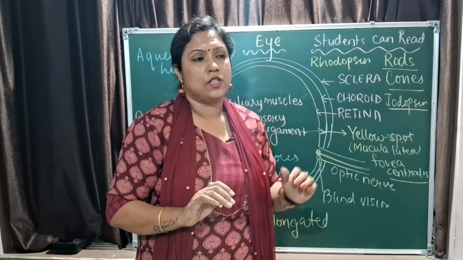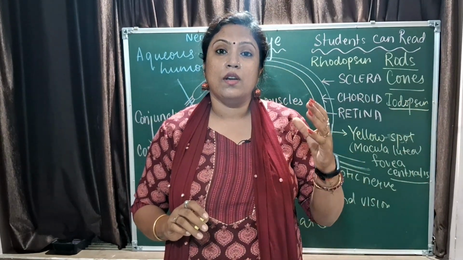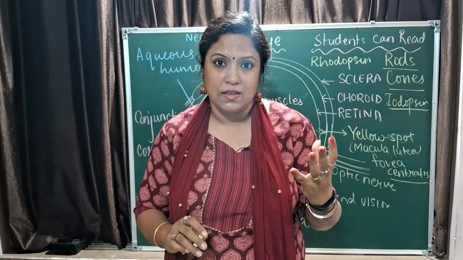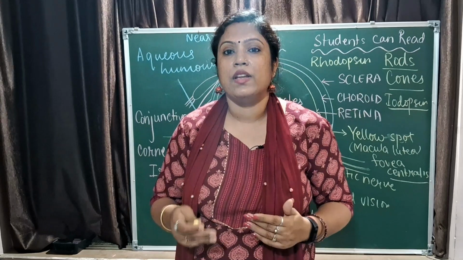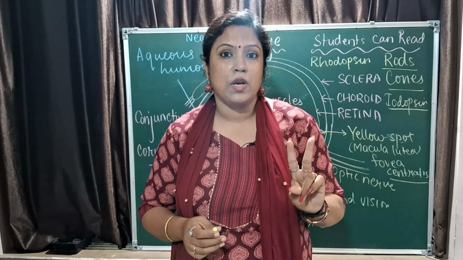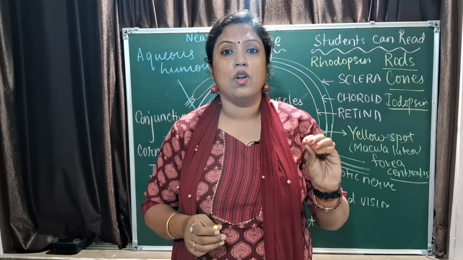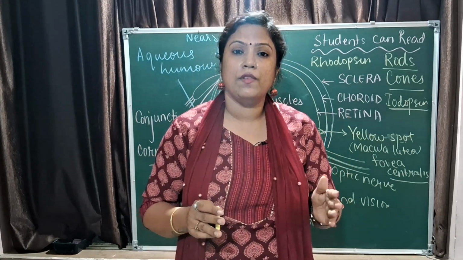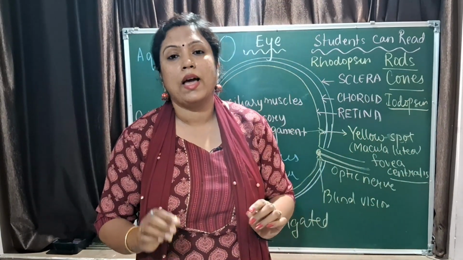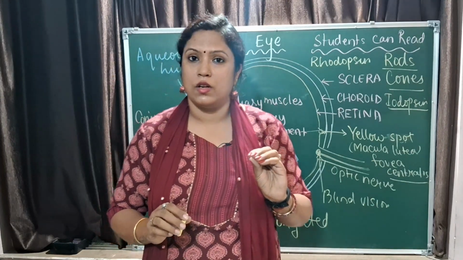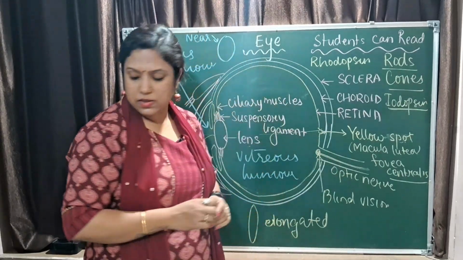For dark adaptation, that is when you move from a bright area to a dark room, what happens? Your pupil dilates and the rhodopsin which was bleached in the bright light regenerates. Remember, this question is asked for 2 marks, so 2 points are compulsory. The pupil dilates and the rhodopsin regenerates. Similarly, when you move from a dark area to a bright area, the rhodopsin bleaches out and the pupil constricts. You will remember this. This is what dark adaptation and light adaptation are all about. Is this clear, children?